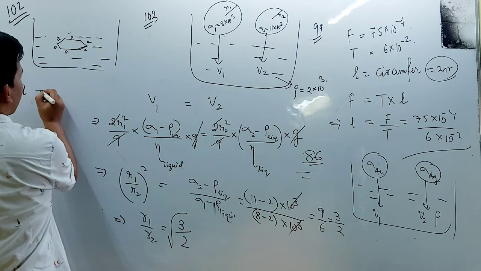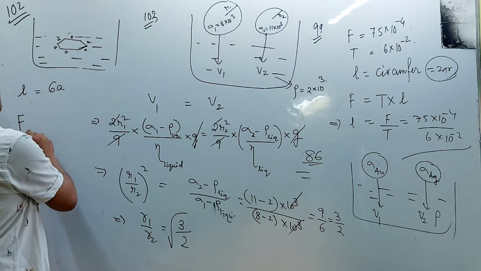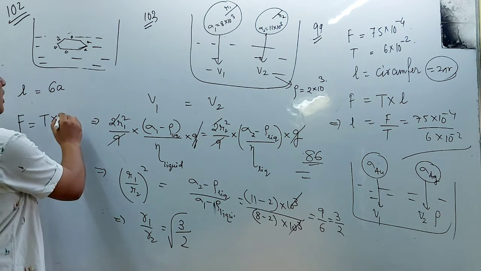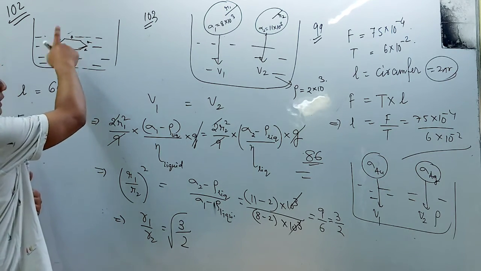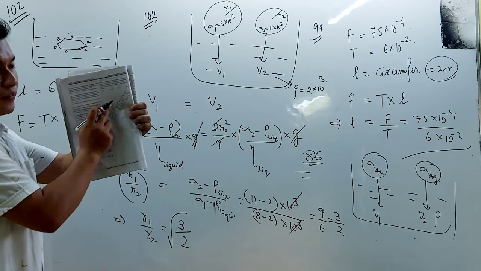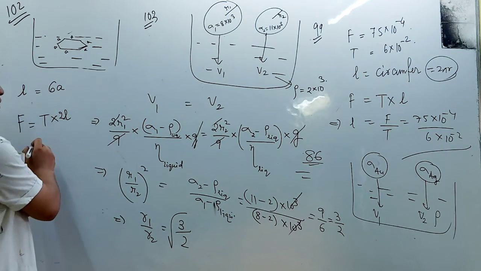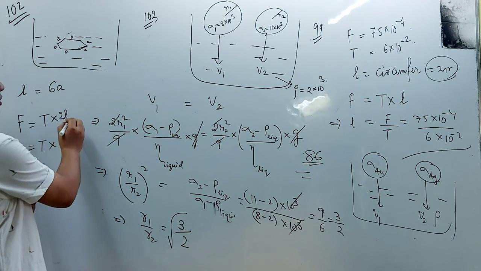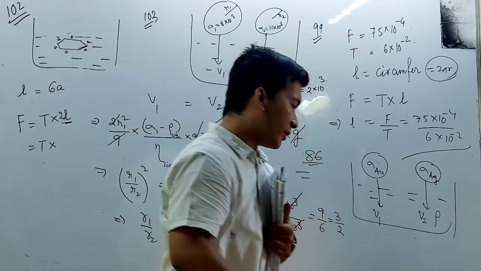All together the length will be equal to 6 times a. The force will be equal to surface tension T into the line length drawn, and how many surfaces? The hexagonal frame possesses a front surface and a back surface, so it will be twice l, so this is T into twice l.